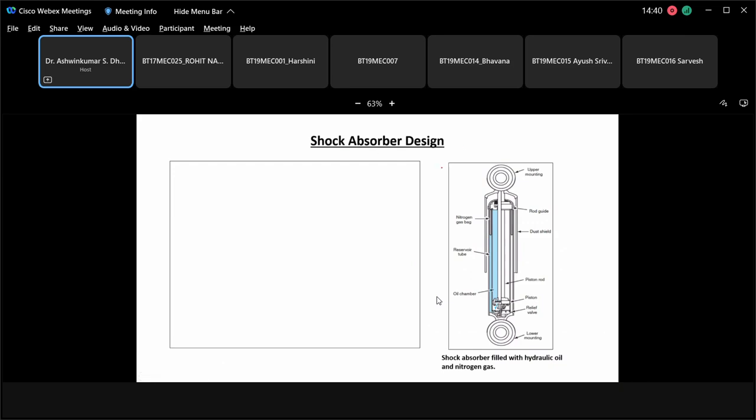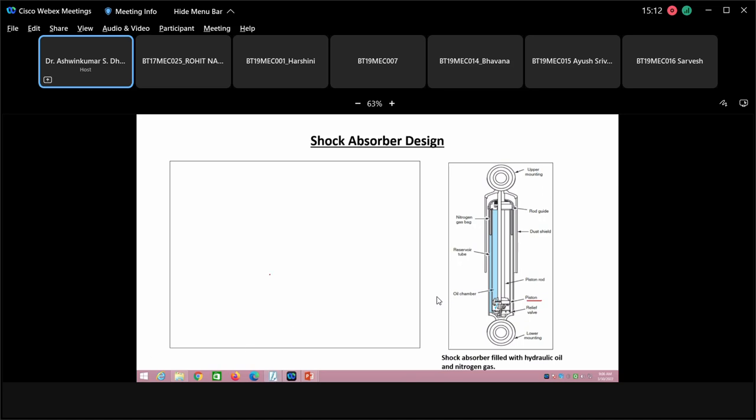Now, shock absorber design. What is exactly the shock absorber design? Shock absorbers are filled with hydraulic oil and nitrogen gas, nitrogen being inert. Please see that this is the upper mounting, this is the lower mounting, this is the piston. The piston has some small holes in it so that the oil from one compartment can move to the other compartment.